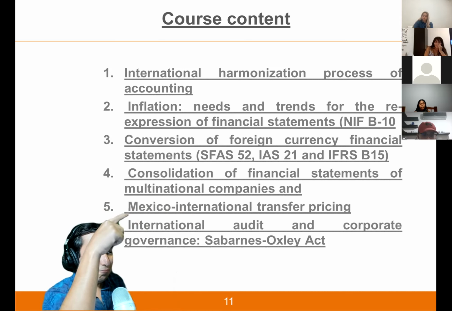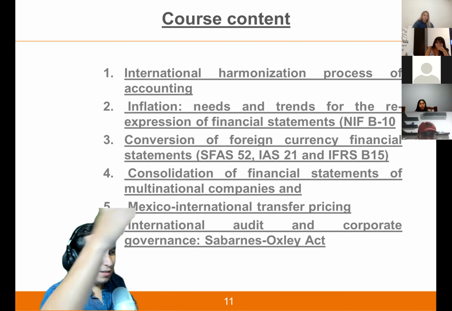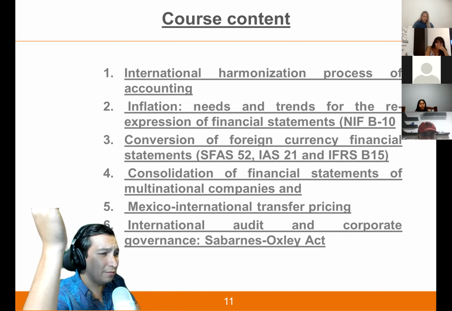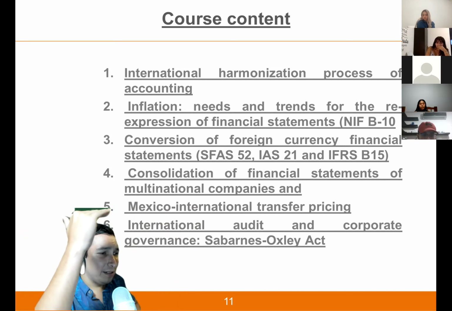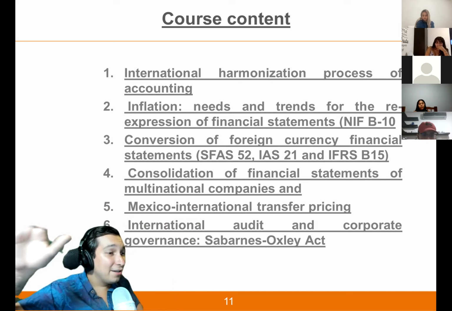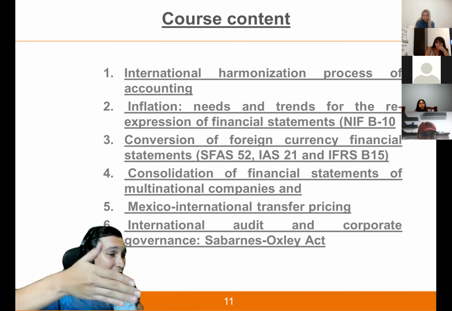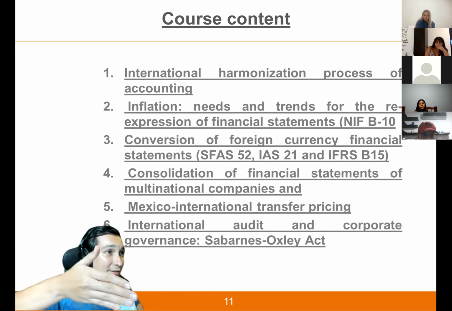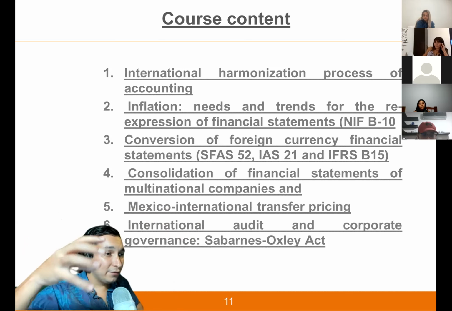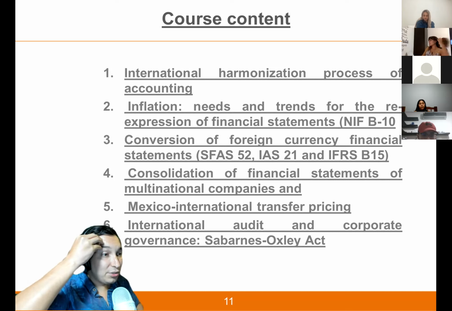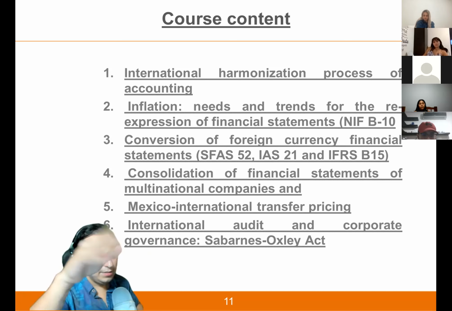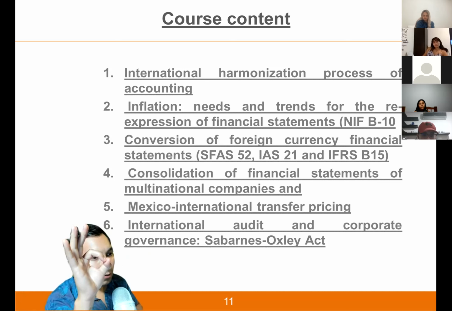Transfer pricing, just a matter of explaining, as I just did, not too long. You don't have to be an expert in transfer pricing because at the end, you need to have the study that I just told you. Remember the study? You have to contract somebody to have that study, and that's it. But you have to acknowledge in which situation you have to get that study. Perfect. Very easy. International audit and corporate governance.